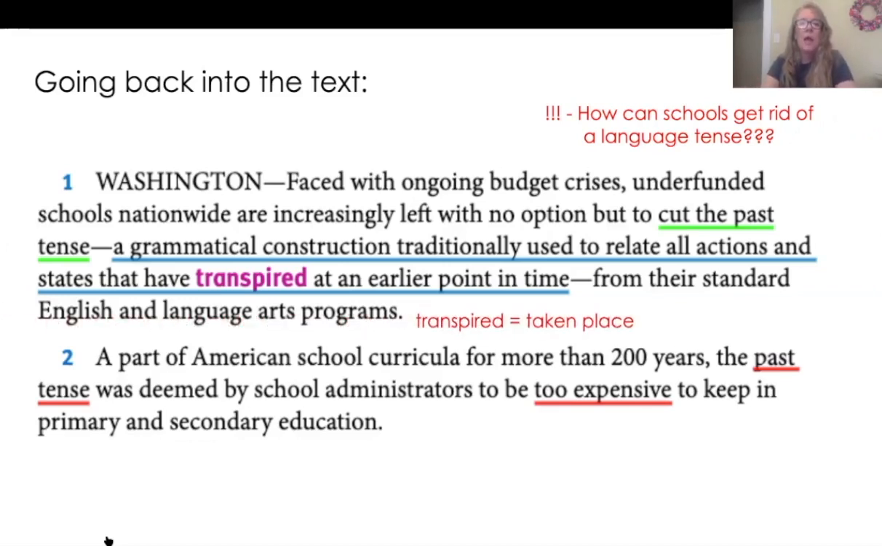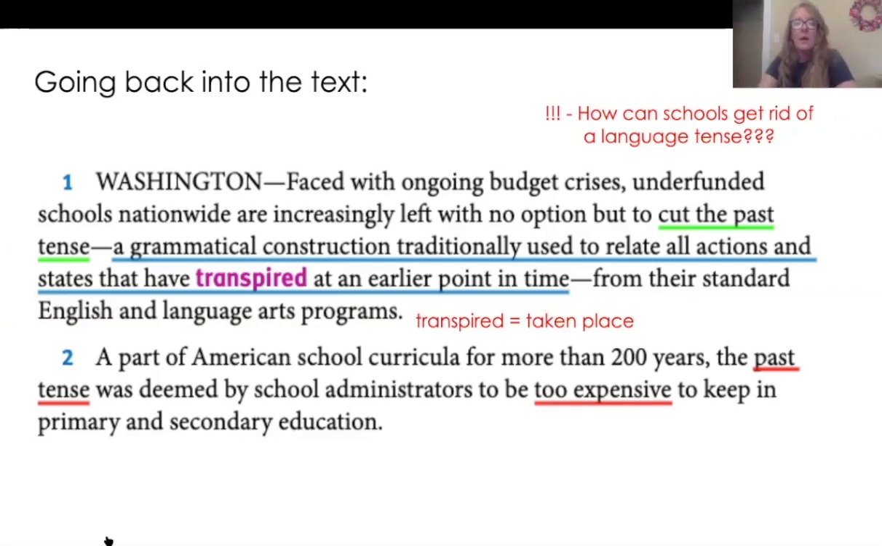I've got a vocabulary word, transpired, in purple. I need to know what transpired means, so I need to actually look for the definition. Transpired means something that has taken place. So I could say a grammatical construction traditionally used to relate all actions and states that have taken place at an earlier point in time.